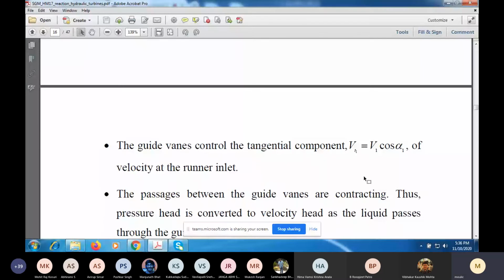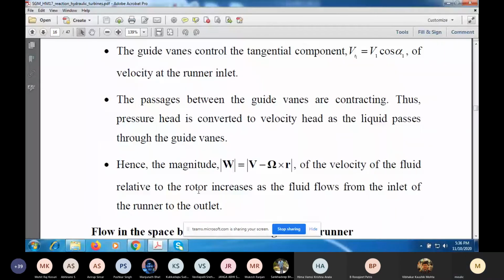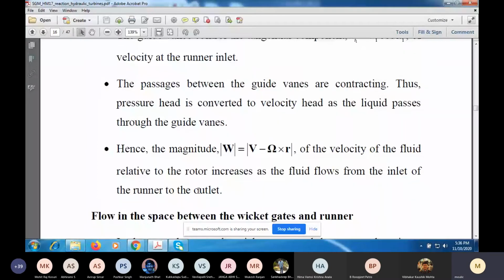Now the passages between adjacent guide vanes will be contracting passages, so the area will decrease in the direction of the flow, which means that the velocity will increase at the expense of pressure. From Bernoulli's principle, you can figure out that the pressure will be reduced and the velocity, and hence the kinetic energy, will increase as the fluid passes through the stationary guide vanes. The magnitude of the velocity of the fluid relative to the rotor increases from the inlet of the runner to the outlet.